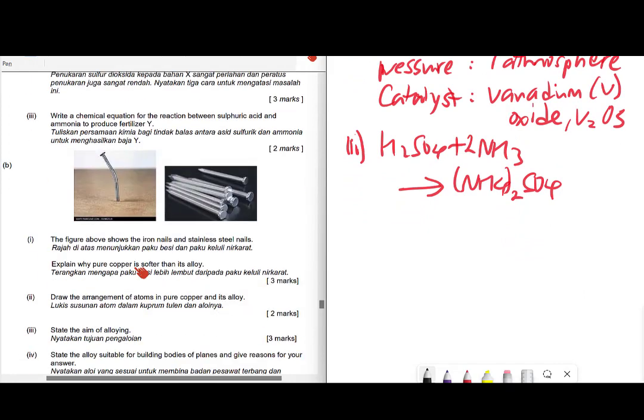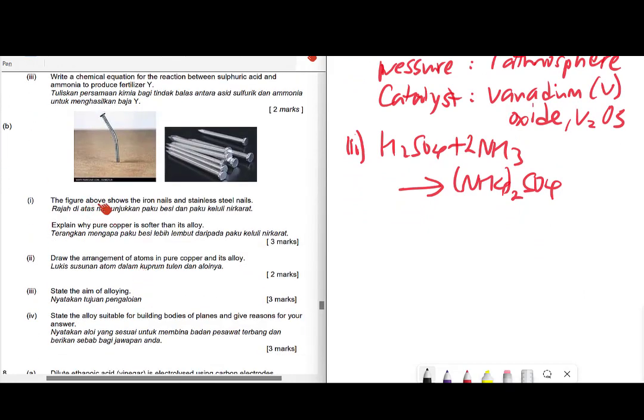Now part B. The figure above shows the iron nails and the stainless steel nail, right? Explain why pure copper is softer than its alloy. So for example, pure copper, and you compare with another alloy that is made from copper. A bit of theory first. What kind of alloy can you have that is made from copper? Very easy to remember. I'm going to just show you one of the guidelines here.